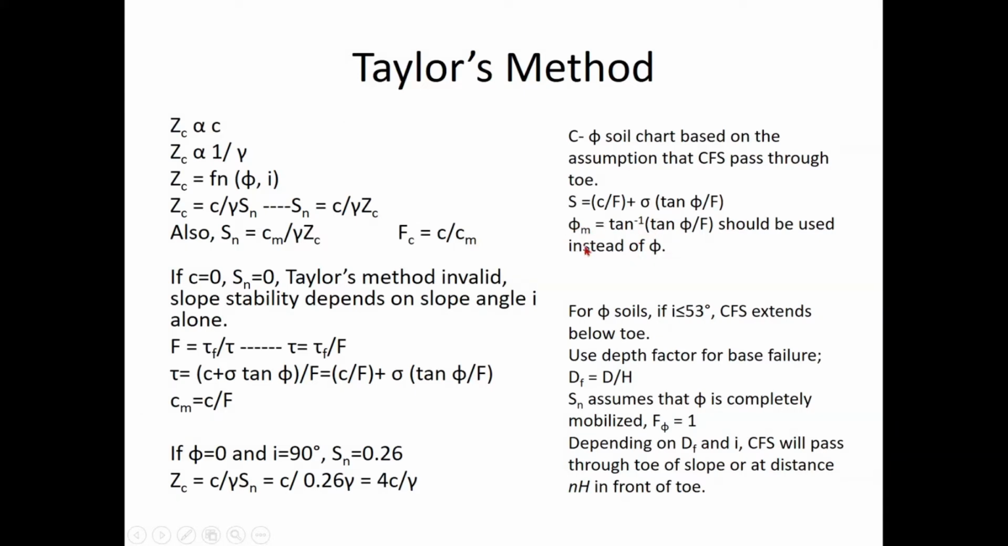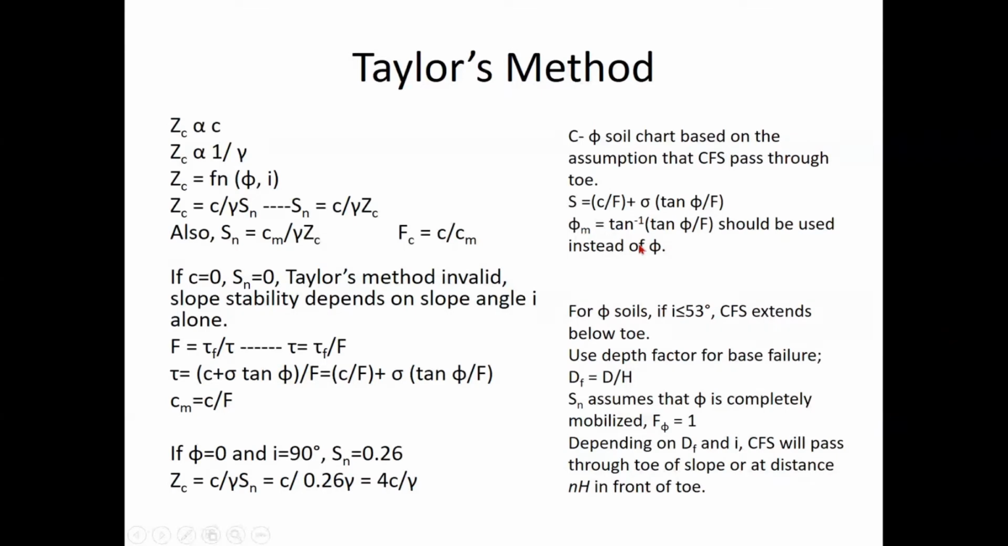So phi m, which is my mobilized friction, will be such that tan phi m is equal to tan phi by f. So phi m is equal to tan inverse of tan phi by f. So that is my factor of safety in terms of mobilized friction.